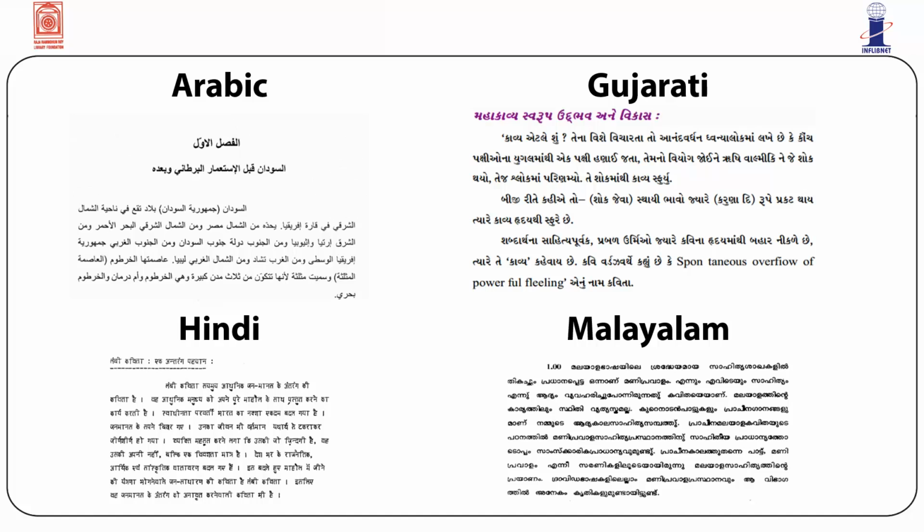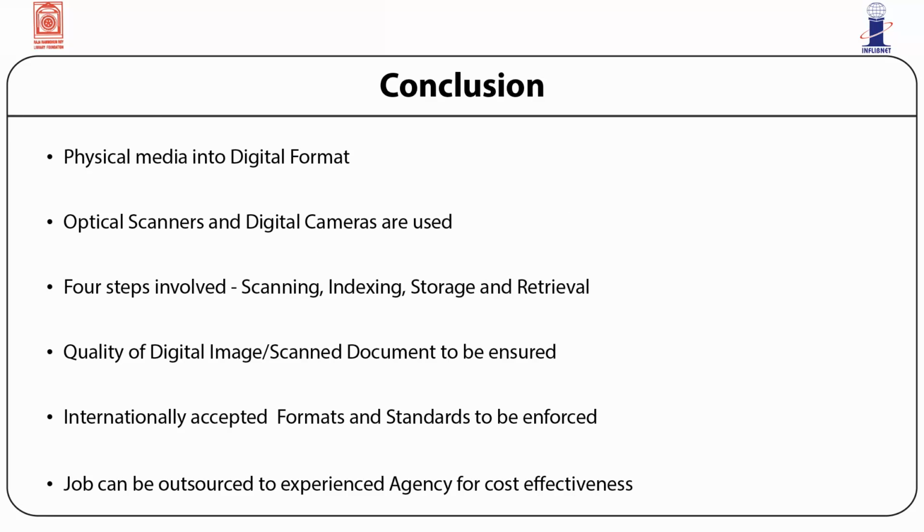So we have only scanned images. Searching in regional content is not possible even after scanning, as of today. There will be technological development in future to take care of it. Till then, we have to keep it as a scanned image. And I am once again concluding that physical media conversion to digital format and content was the topic of discussion.